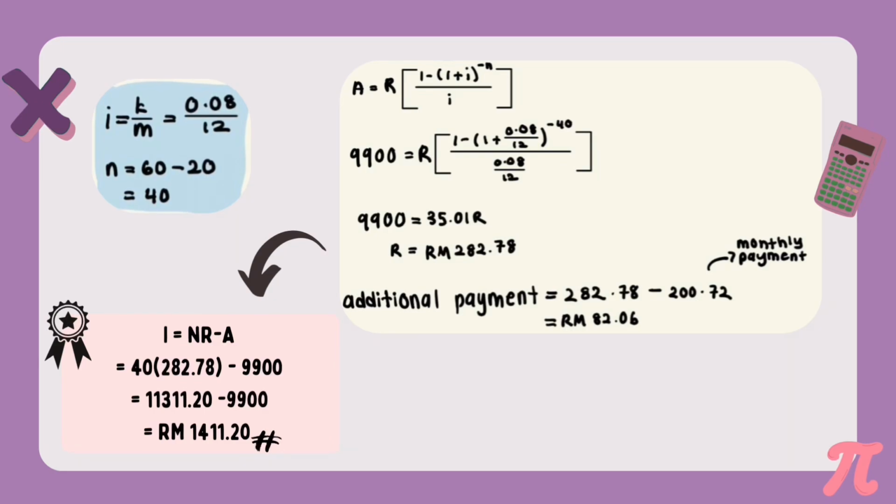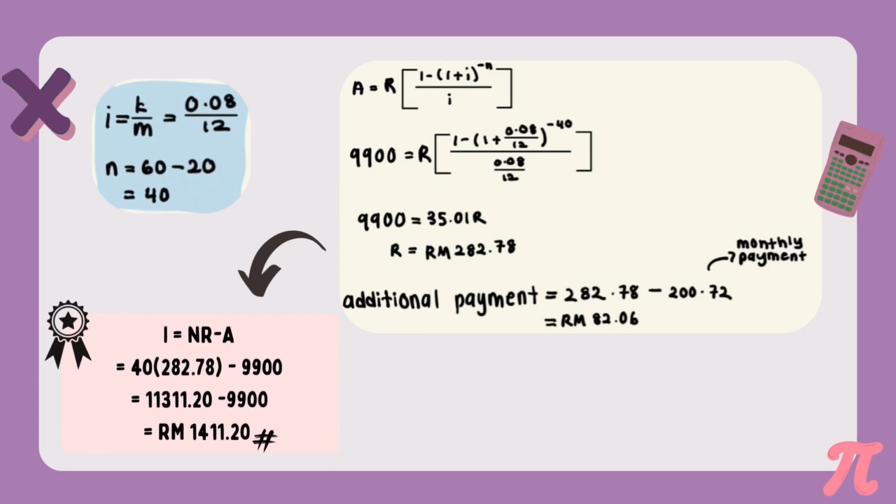So 9,900 equals R in bracket 1 minus in bracket 1 plus 0.08 over 12 to the power of negative 40, divided by I, which is 0.08 over 12. So we get 9,900 equals 35.01 R. So R equals 9,900 over 35.01, so we get 282 ringgit and 78 cents.